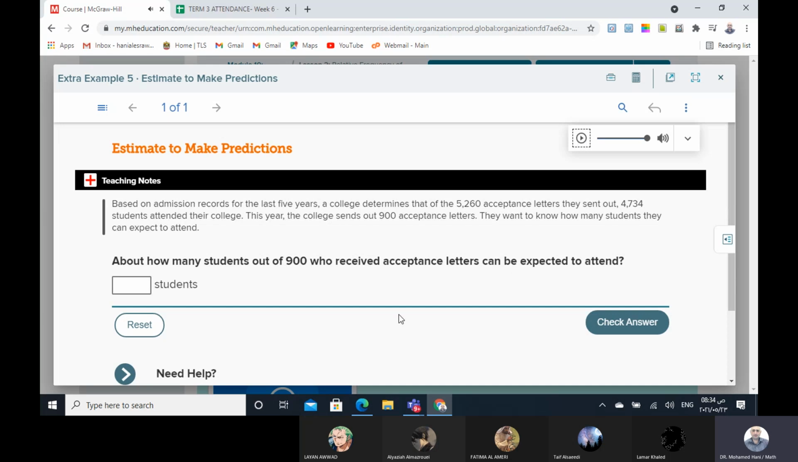Okay, I want all of you now to read the question again. About how many students out of 900 who received acceptance letters can be expected to attend? You have 5 minutes, please. Try to find the missing value here and tell me what your answer is.